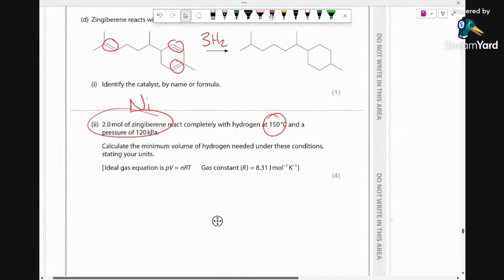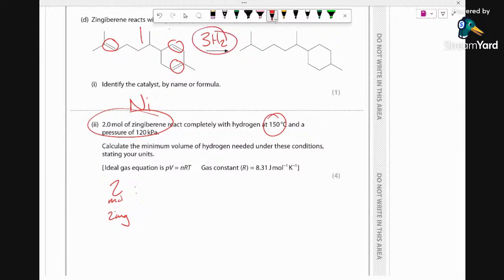So if 2 moles of zinc reacts in a 1-to-3 ratio, one of these reacts with 3 of those to destroy all the double bonds. So 2 of them would react with 6. That's a trick. Blimey. Don't like it.